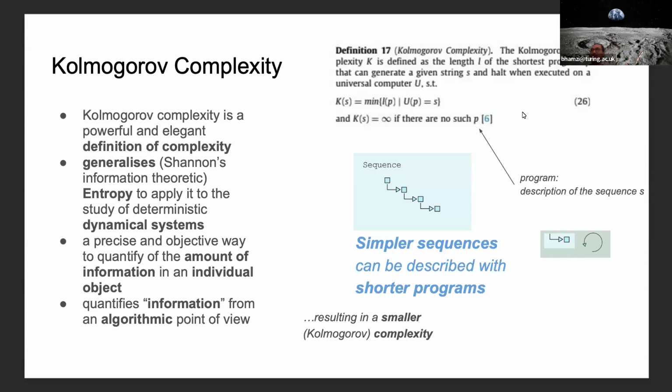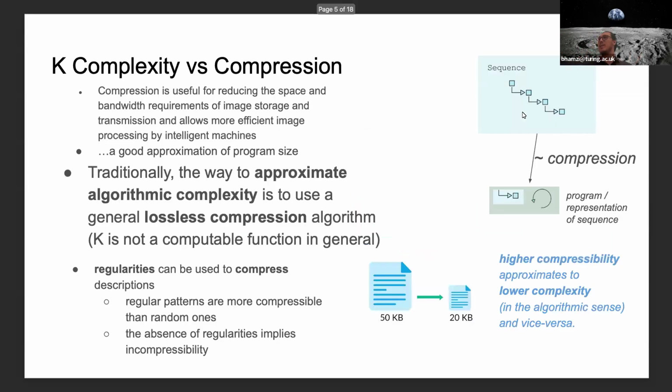It's defined as the length of the shortest program that can generate a given string and halt on a universal computer. The intuition behind it is that simpler sequences are described with shorter programs, because there is perhaps a lot of repetition and you'd have a very simple program to describe that. That simpler program then results in a smaller complexity algorithmically.